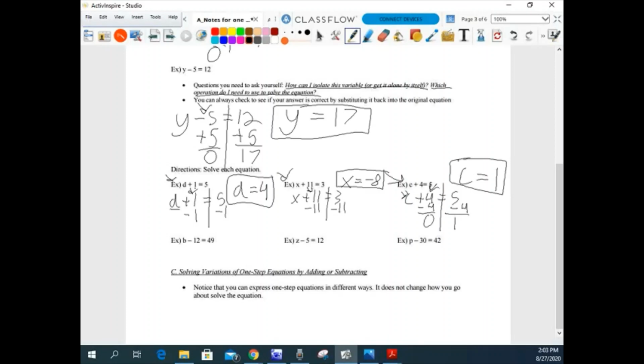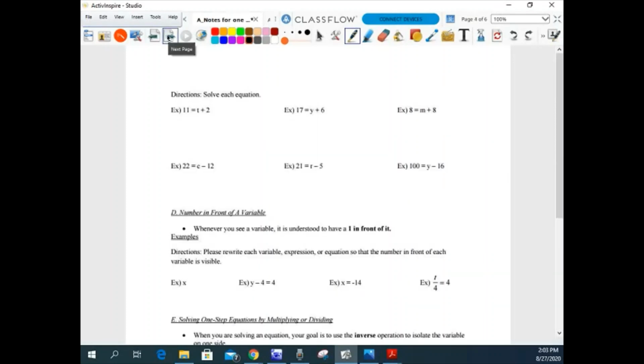Next, we have some more practice problems, but these ones are a little bit different. They are oriented on the other side of the equals sign. So instead of t or y or m being on the left side, so earlier we had c plus 4 equals 5, we are on the left side of the equal sign. These are all on the right. Does that change anything? No, it does not. This is the exact same thing. 5 equals c plus 4. These two right here are the same.